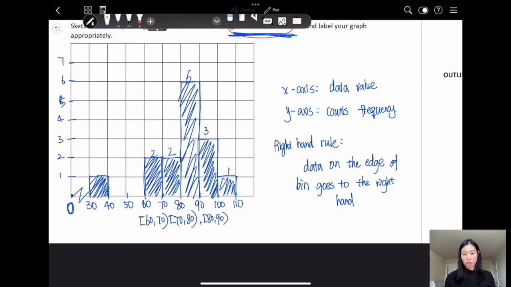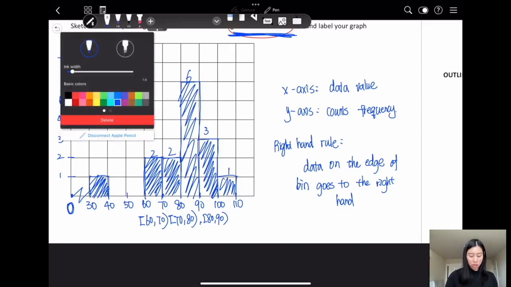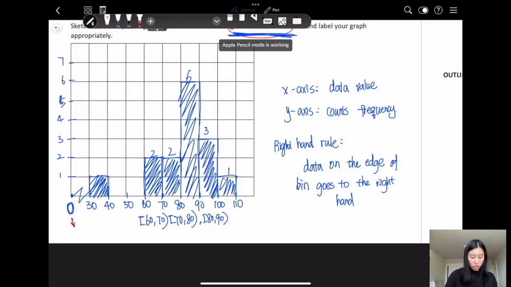Okay, there's one more thing that you need to always remember: on a histogram, you always start with the origin. The origin is always 0.